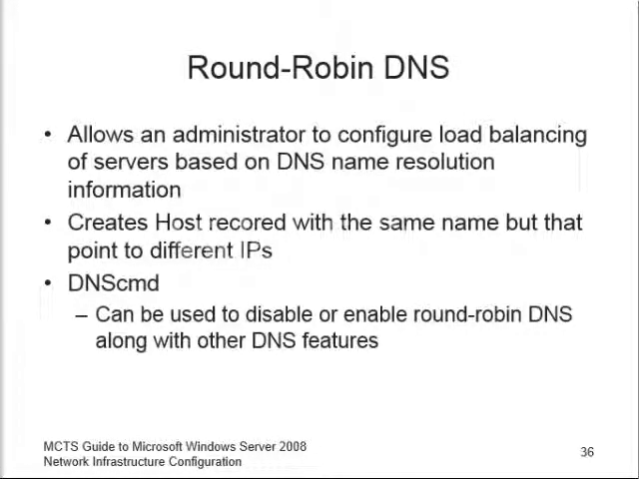This works by creating host records with the same host name but that point to different IP addresses. Windows Server 2008 DNS servers are configured to support round robin DNS by default. If you don't want to make this feature available, you can remove the functionality by modifying the advanced properties for the DNS server. DNSCMD can also be used to disable or enable round robin DNS along with other DNS features.